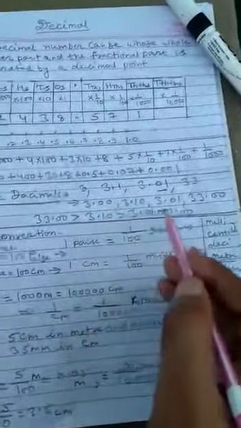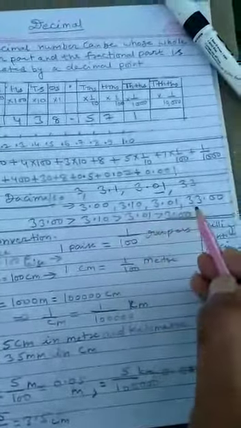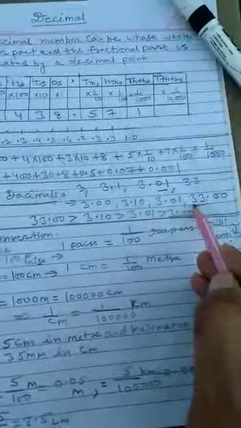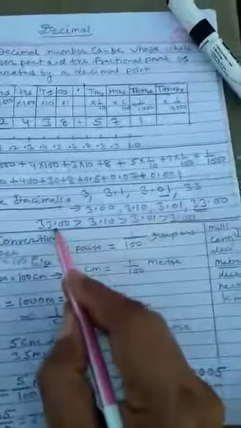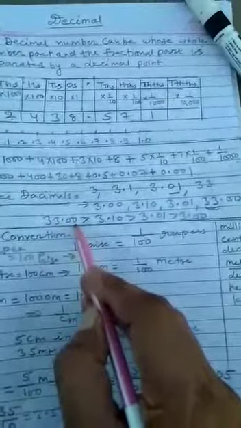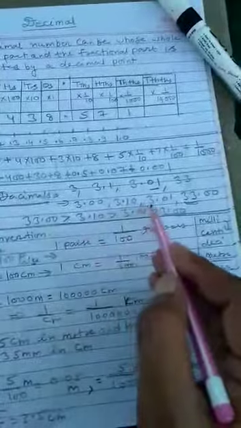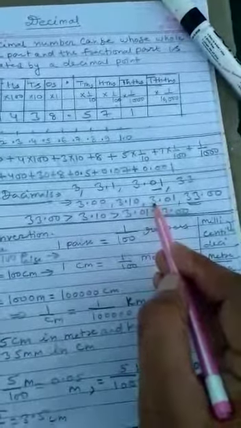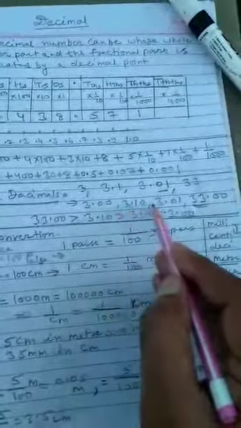Now we start comparing the digits before the decimal. Here 33 is the greatest value, so 33.00 will be the greatest number. Now the digits before the decimal remain 3, 3, 3 here, so they are all the same.